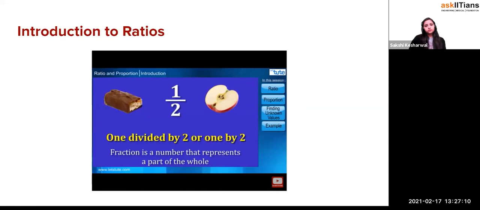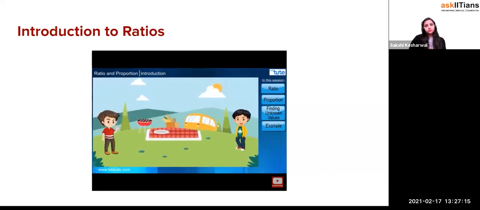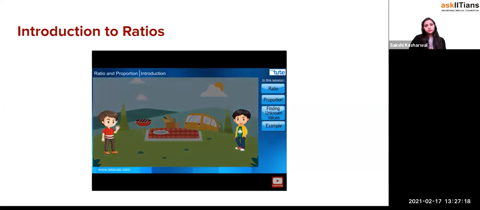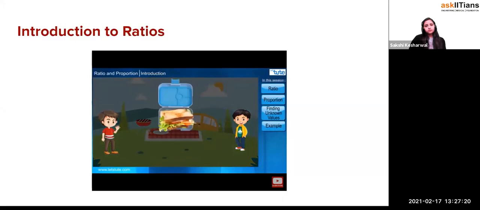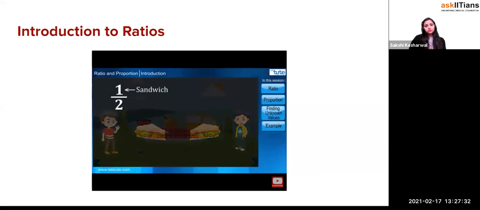Well, let me tell you one more interesting thing about this number. If you go to a picnic and 2 of your friends have to share one sandwich, then how much will one of the friends get? Half of the sandwich, right? And this is a fraction, like we said before. Or we can also say that one sandwich is shared between 2 people. That is 1 divided by 2 or 1:2. And numbers in this form are known as ratio.